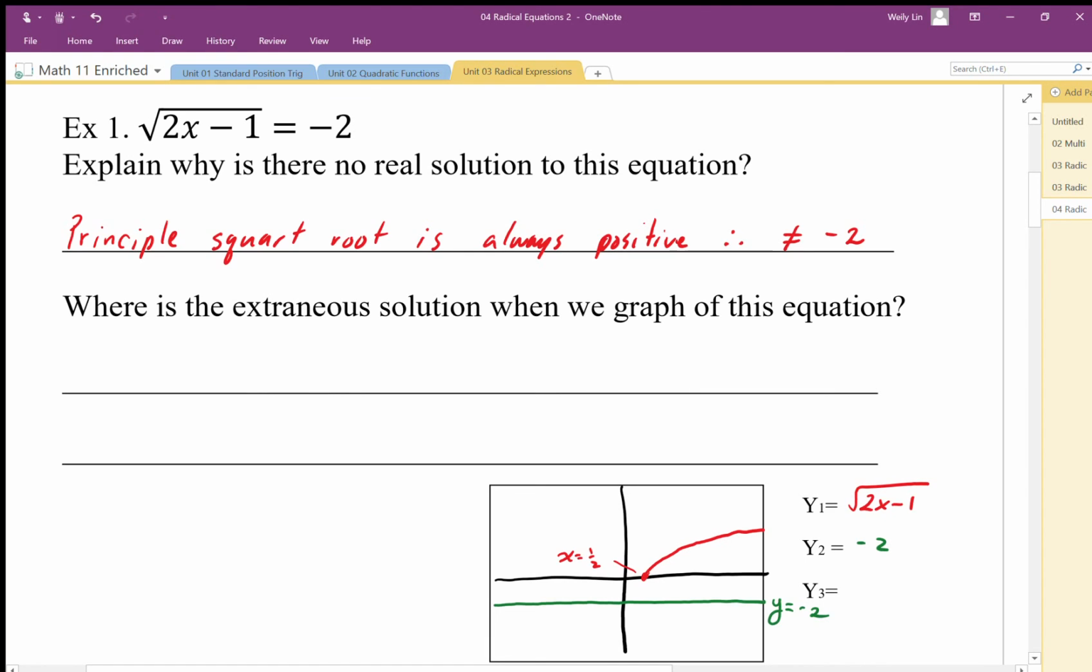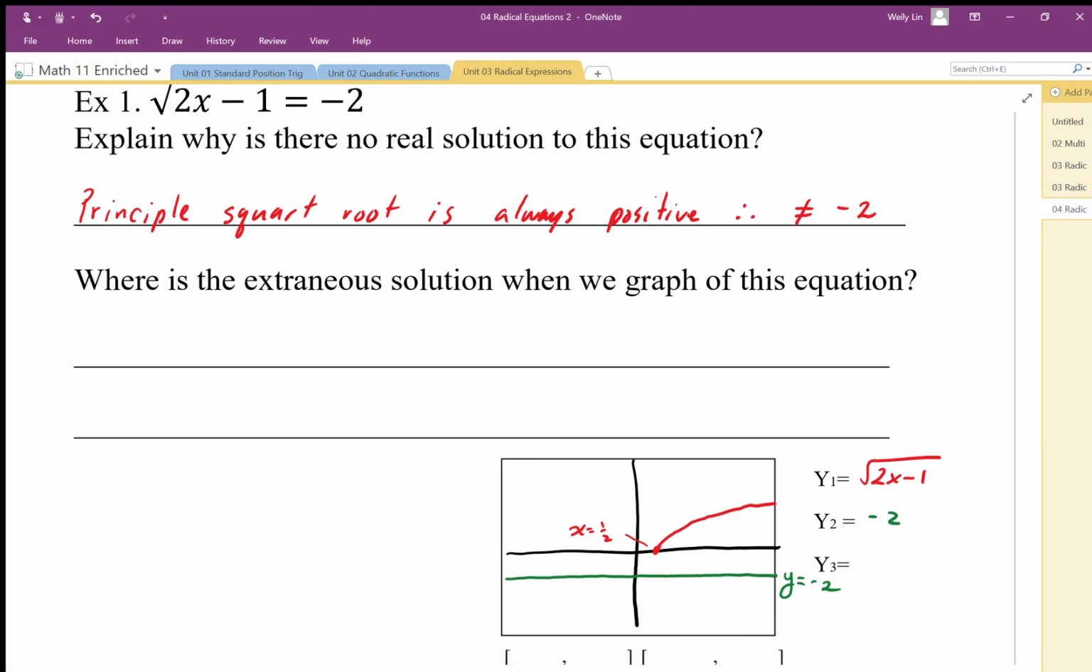So where would the extraneous solution show up in this graph? Notice that there's no solution to this. These two graphs do not intersect. So where could we find the extraneous solution on this graph? Well, the reason why we have an extraneous solution, and let's actually solve this, we have 2x minus 1 equals -2.